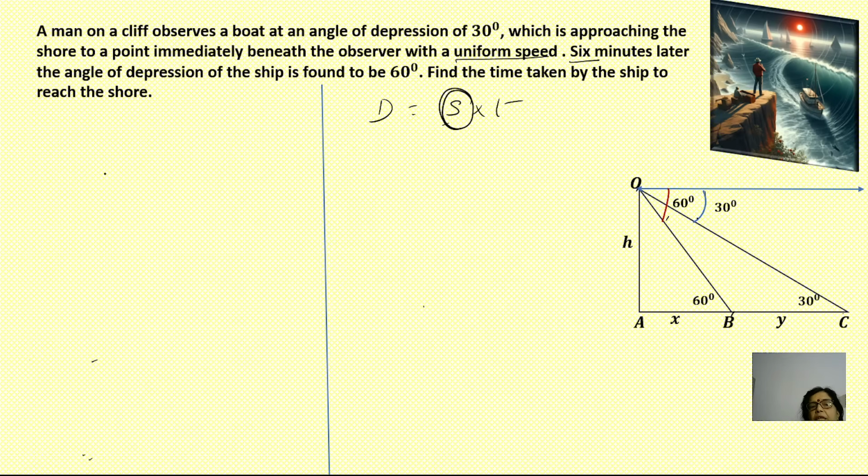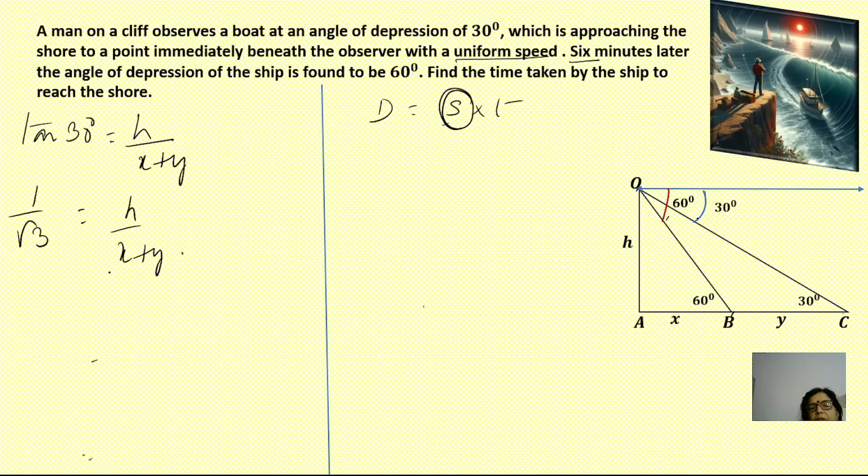Now, if we take the first equation over here, we'll get tan 30 degrees. Of course, you can understand if this angle is 30 degrees, this angle will also be 30 degrees, interior alternate angles. So tan 30 degrees will be equal to AO upon AC, that is equal to H upon X plus Y. Tan 30 is 1 by root 3, which is equal to H upon X plus Y. So X plus Y is equal to H root 3.